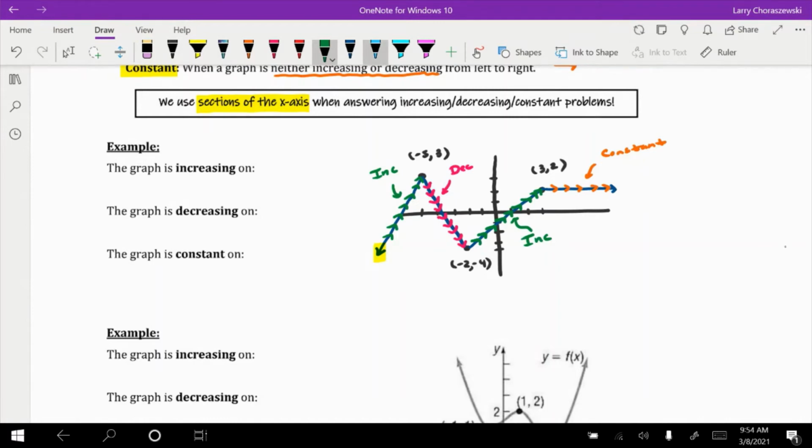Now, keep in mind that we have to use sections of the x-axis when answering these types of problems. And in this example, the very first thing they want us to do is identify where the graph is increasing. And by that, what we mean is, where's this graph increasing relative to the x-axis?